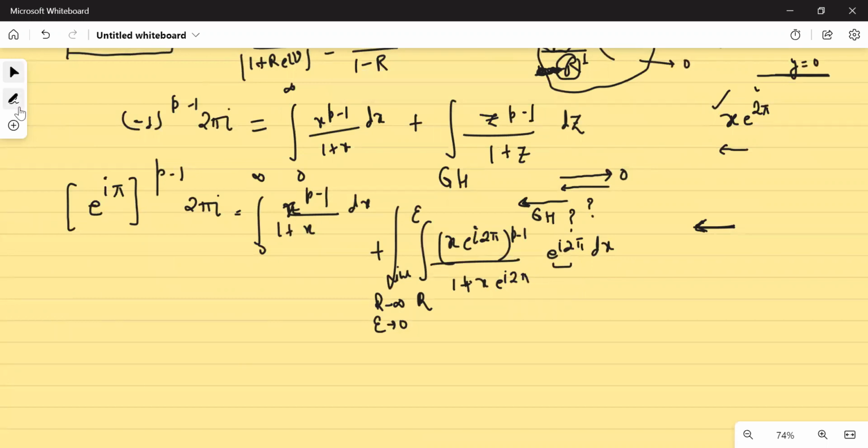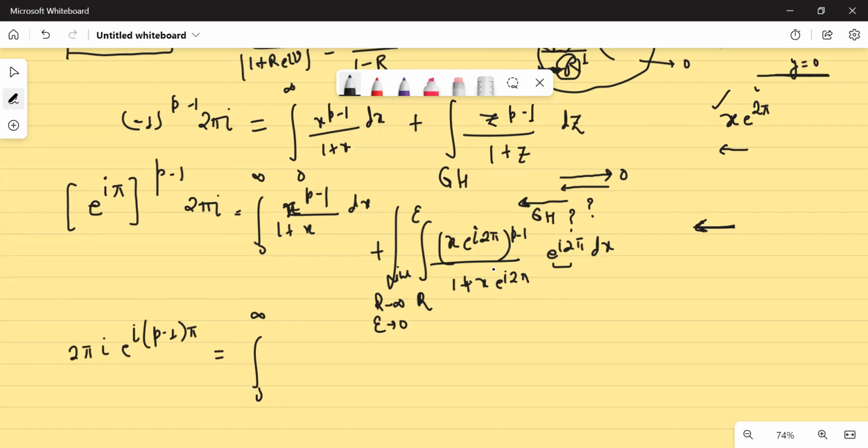On the left hand side, I am left with this thing. This is 2 pi iota, and then you have e raised to power iota p minus 1 times pi, equal to integral 0 to infinite. And you can clearly see that this is r to epsilon. If I take this infinite, this 0, and if I take a negative here, it will become 0 to infinite. So it will become x to the power p minus 1 upon 1 plus x, and here you have 1 minus e to the power iota 2 pi times p minus 1, dx. Is that clear? So you're left with this.